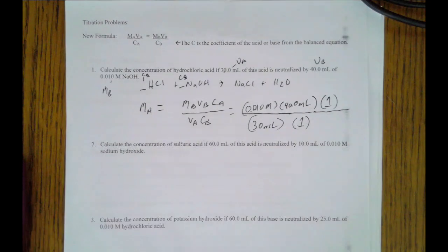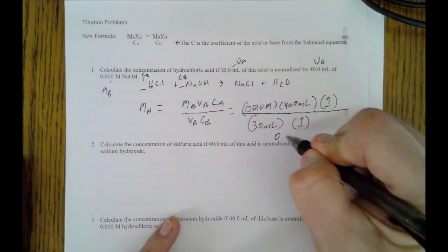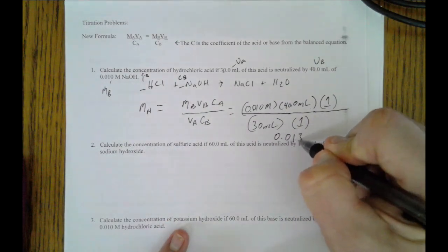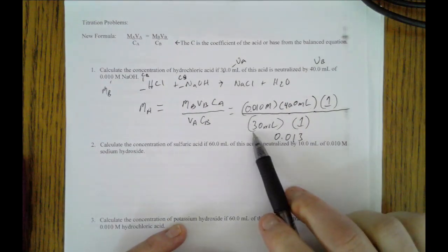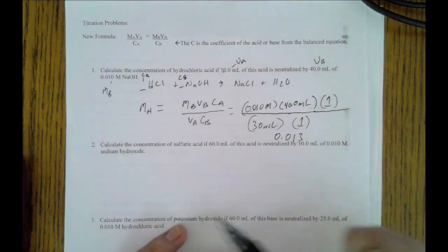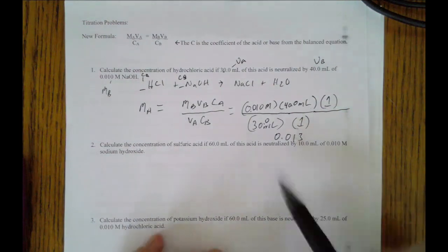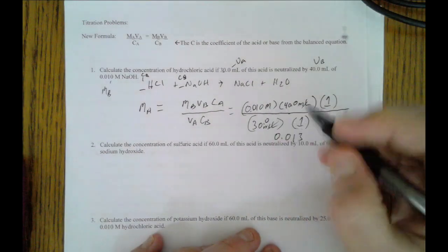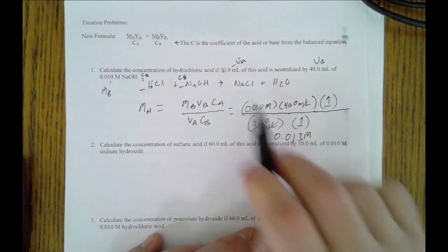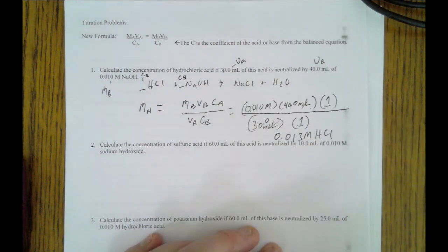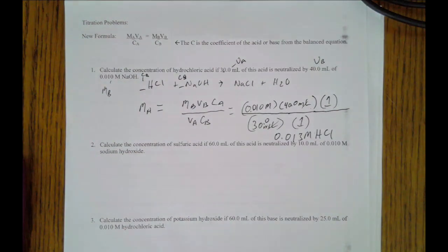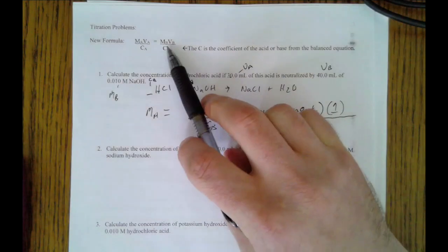So 0.01 times 40 divided by 30. It's about 0.01333. 0.013. 2 significant digits or 3? Looks like 2 based off of this. And I actually cut one off of that. So everything is going to cancel out except for molarity. And that is the molarity of the acid, HCl. You can do it either way you want. I'll tell you, this is a lot easier.